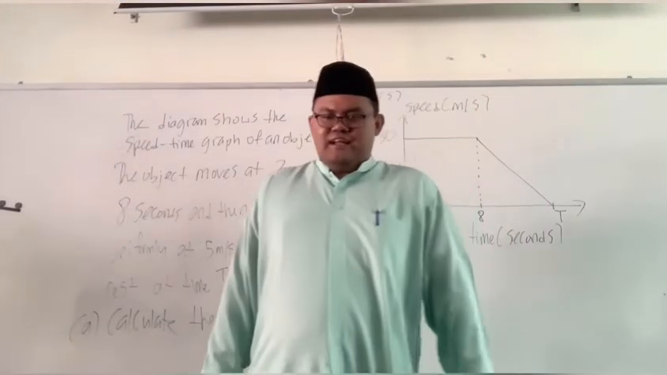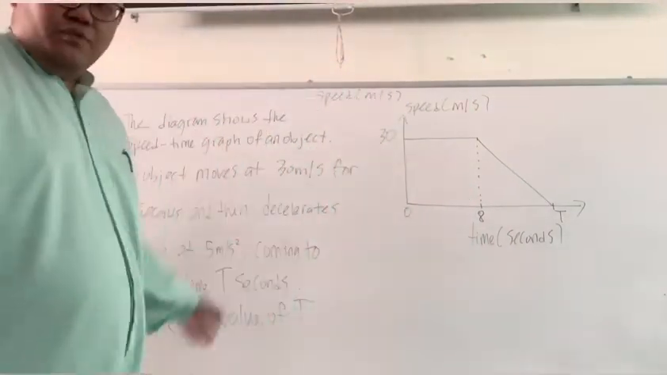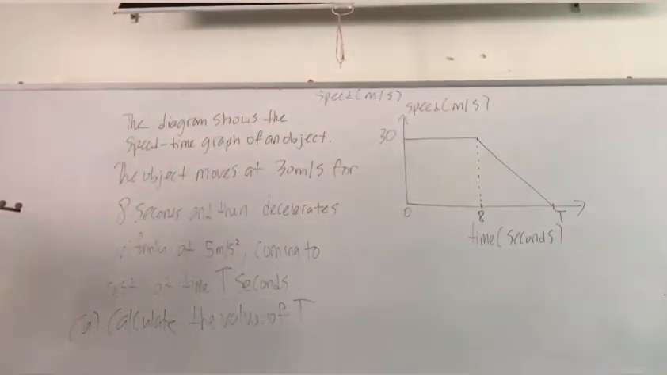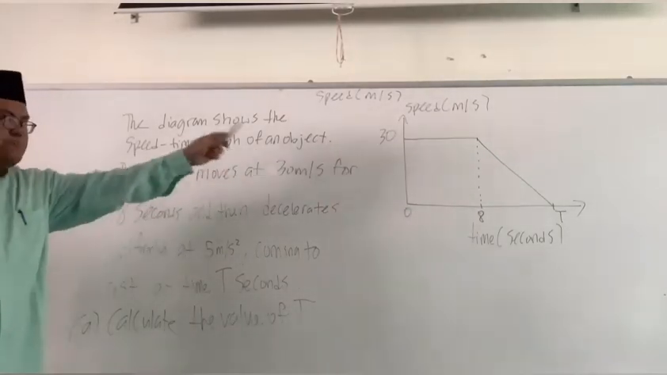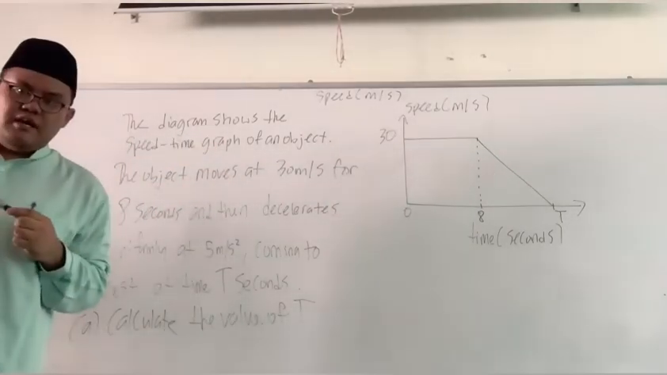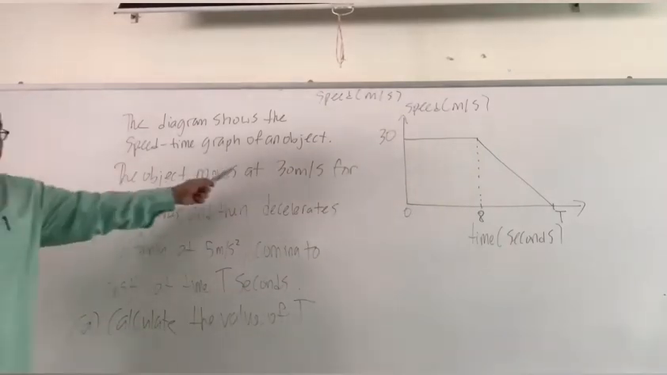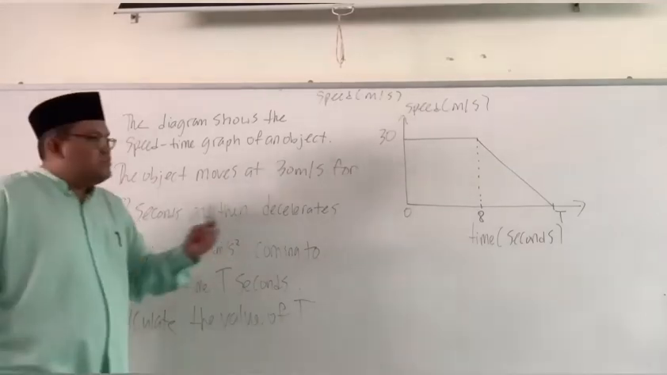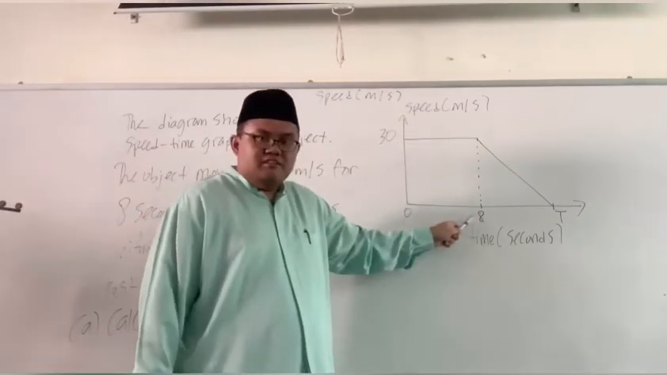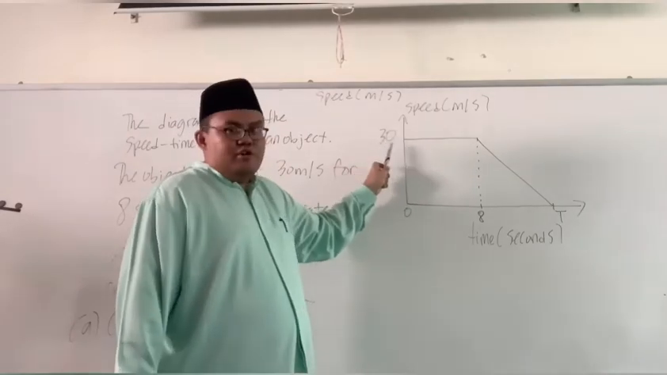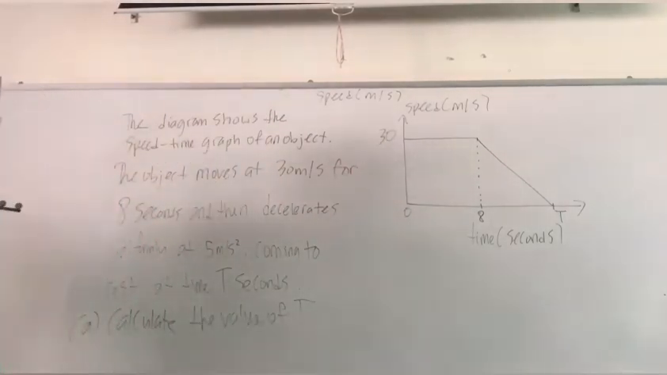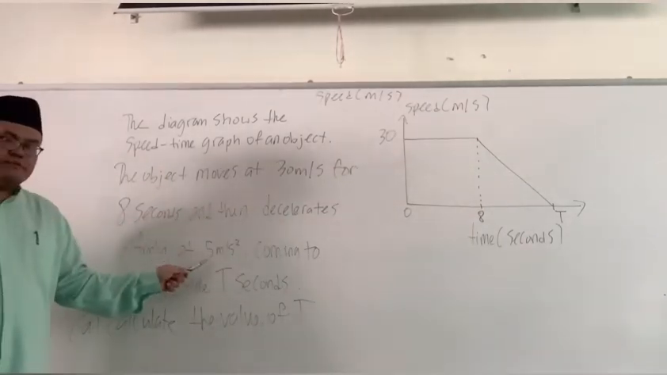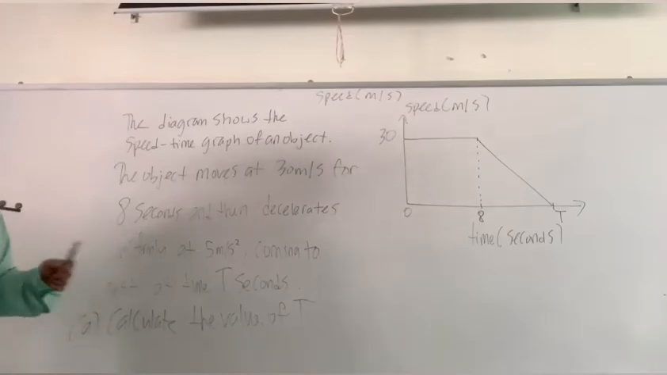Hi everyone, let us tackle another question involving speed time graph. Alright, so look at the following question. This is the speed time graph of an object. This object moves at 30 meter per second for the first 8 seconds, which can be seen here. For the first 8 seconds, he traveled at a constant speed of 30 meter per second, and then decelerates uniformly at 5 meter per second square, coming to rest at time t.